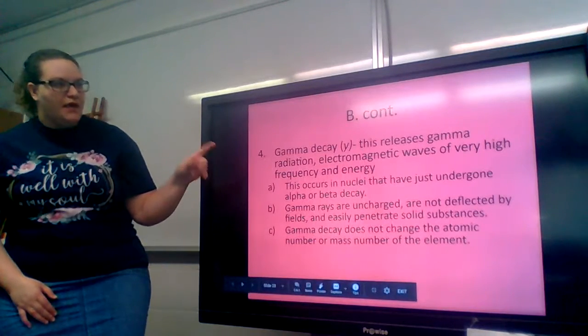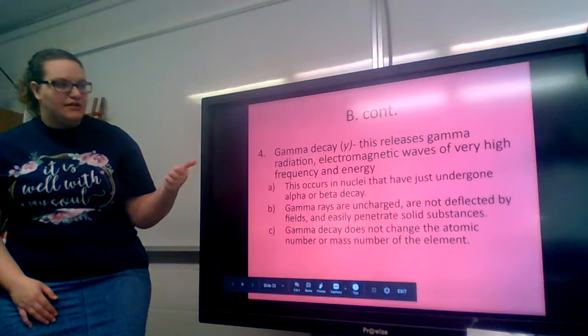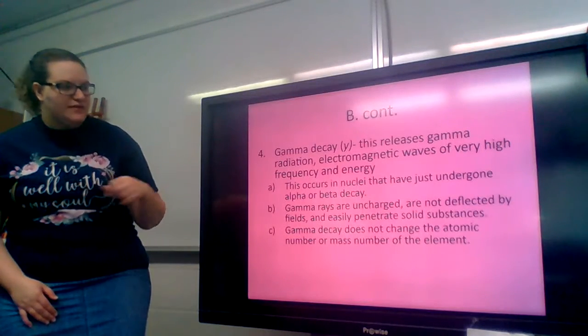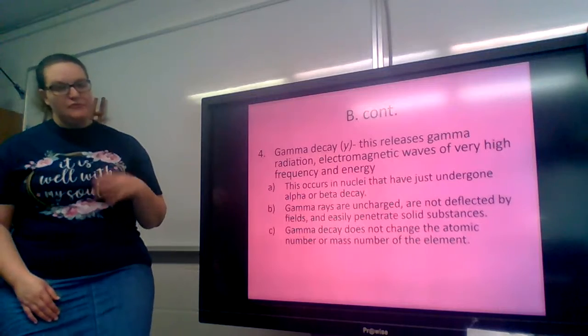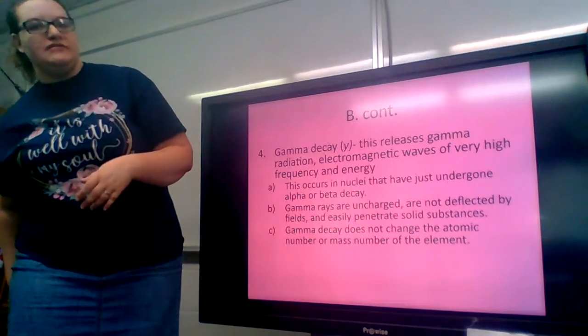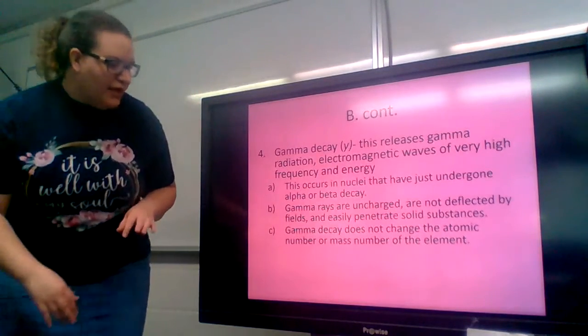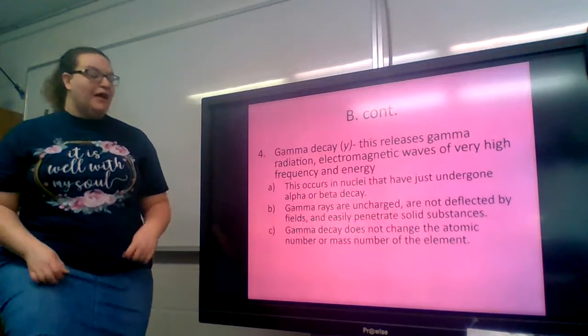Then you have gamma. This releases gamma radiation, which is electromagnetic waves of very high frequency and energy. Gamma radiation is the one that you hear about, and everybody freaks out and they're like, oh no, we're gonna die. Well, that's because it's really dangerous, okay?